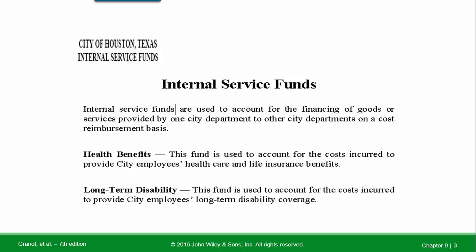The City of Houston has the health benefit and the long-term disability internal service funds. Both funds account for costs incurred to provide city employees with either health care and life insurance benefits or long-term disability coverage. So these are the internal users.